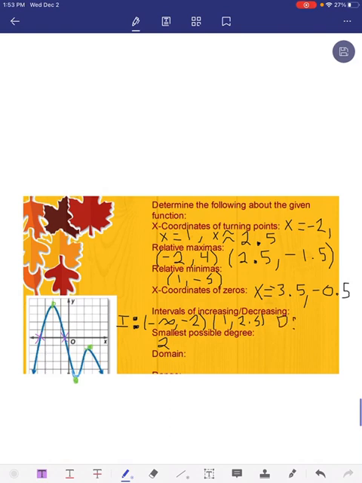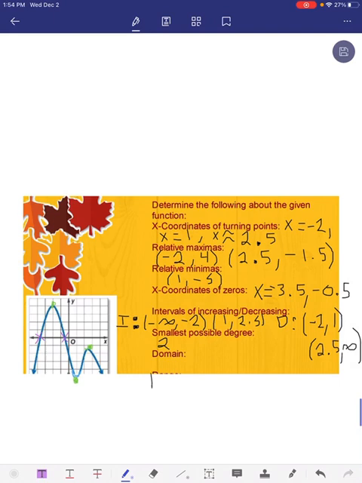Then notice that we are decreasing basically on the opposite spots. So we are decreasing from -2 to, we get to 1. And then we're also decreasing from that 2.5 until we get to infinity. So we have 2 intervals that we're increasing and 2 intervals that we're decreasing.